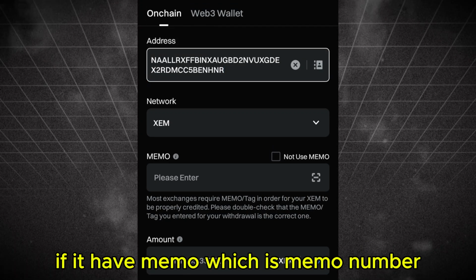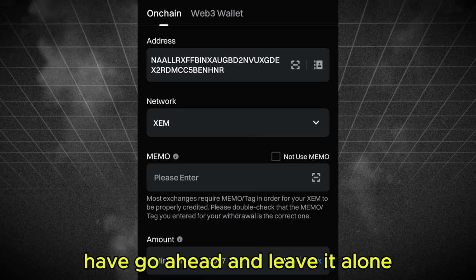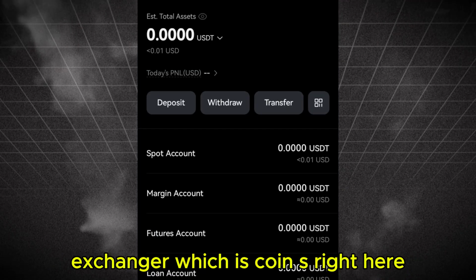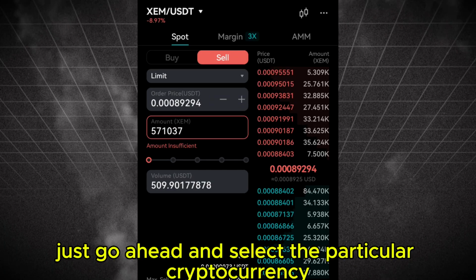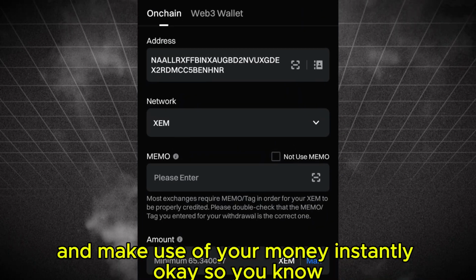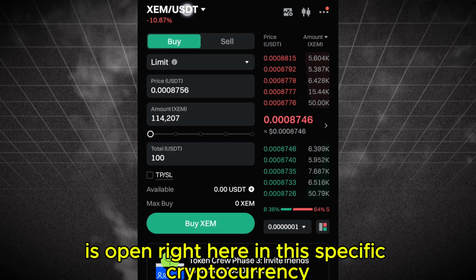Then, if it has a memo, which is a memo number, put in the memo number here. If it does not have one, leave it alone. Now just withdraw straight to this particular cryptocurrency exchange, which is CoinEx, and you will receive the money right here. Immediately sell out the particular cryptocurrency straight to USDT, and make use of your money instantly. The depositing and the withdrawal is open for this specific cryptocurrency token right now.